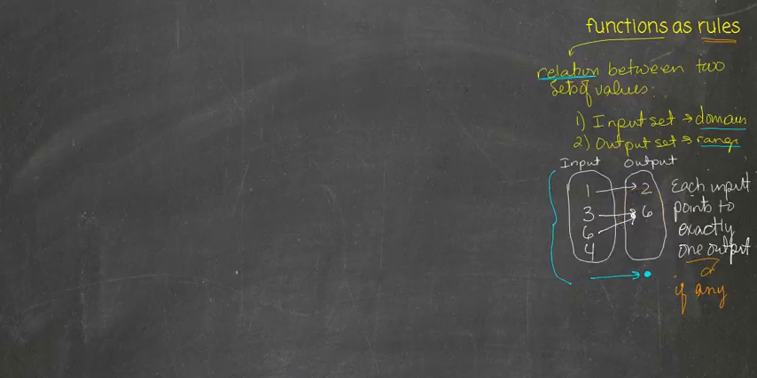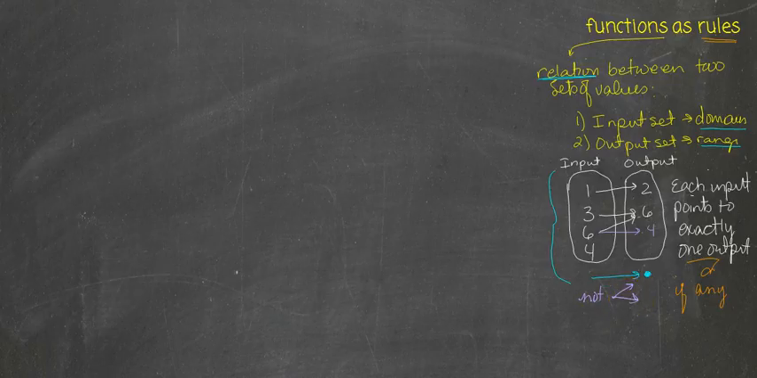But here's what's not allowed to happen. You're not ever allowed to have 6 point to 6 and 4. So 6, my input, now points to 6 and points to 4. That's not okay. Okay? So it's not a function if that happens. Not this.